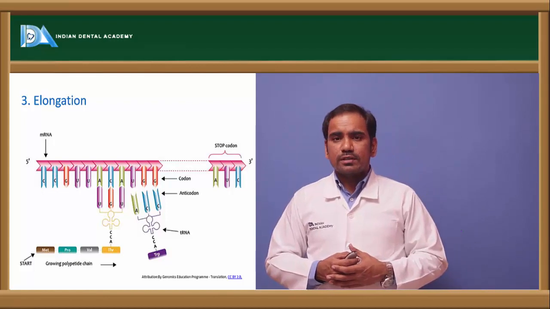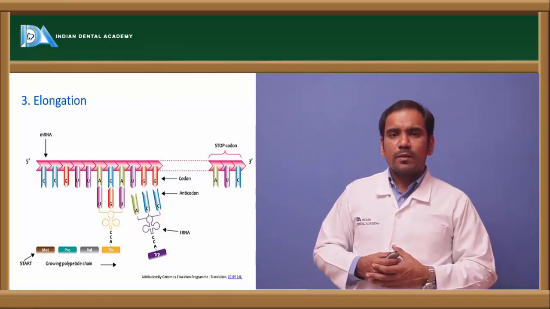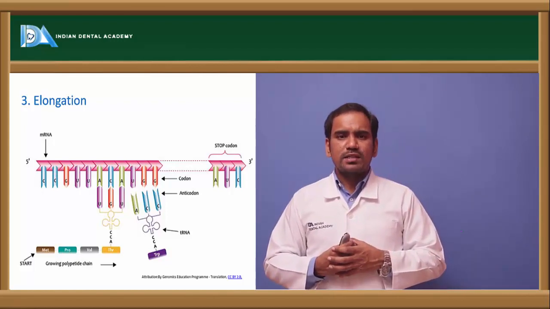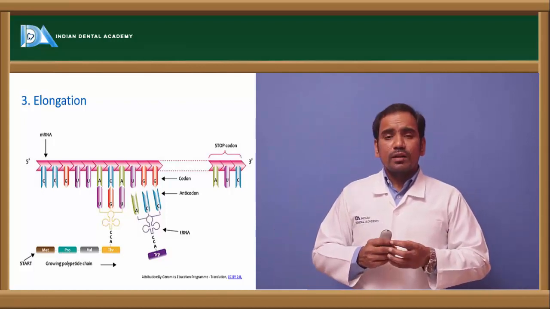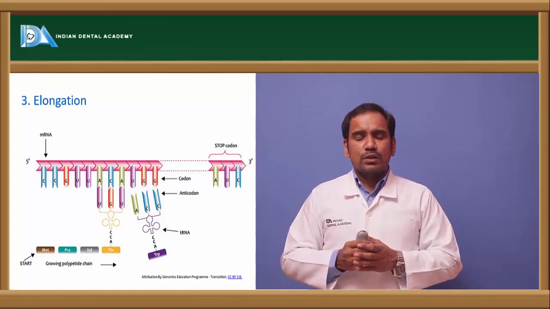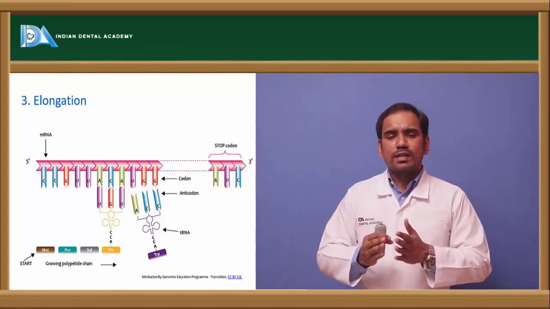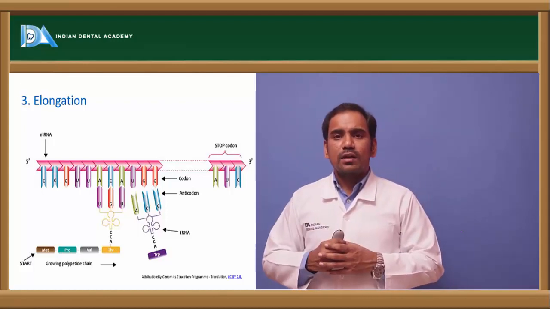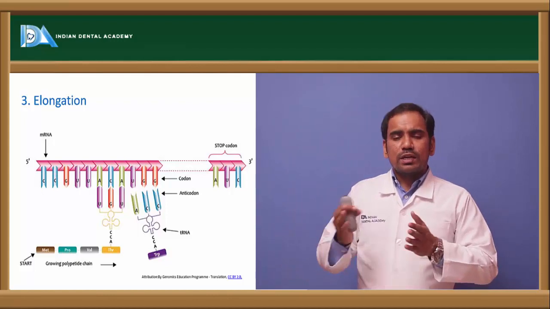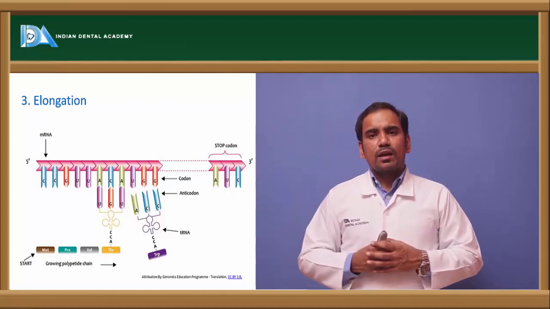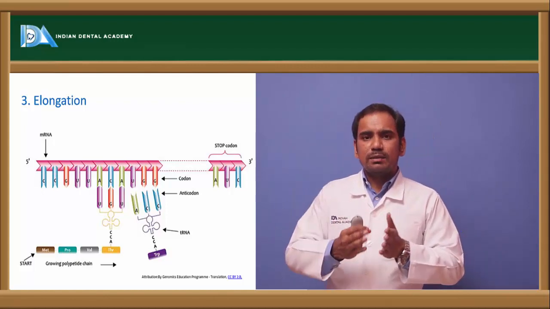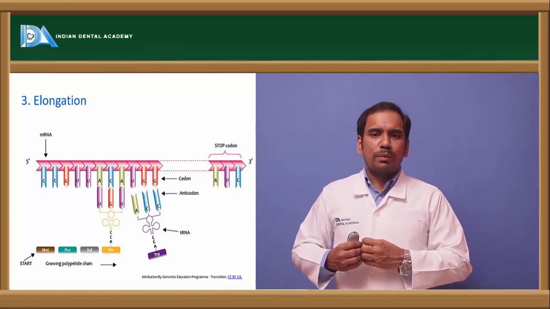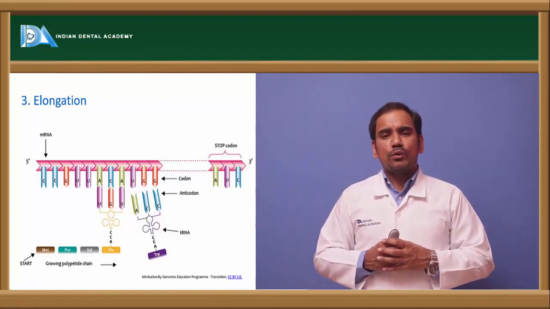Now we'll see what happens after initiation. At the end of initiation there is formation of the 80S initiation complex. That initiation complex has the initiator tRNA at the P site. The 80S complex has two sites, the P site and the A site. The P site is called the peptidyl site and the A site is called the amino acid site. The A site accepts the incoming amino acyl tRNAs, and the P site has the peptidyl tRNA.